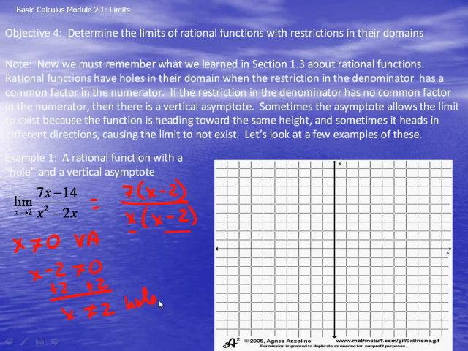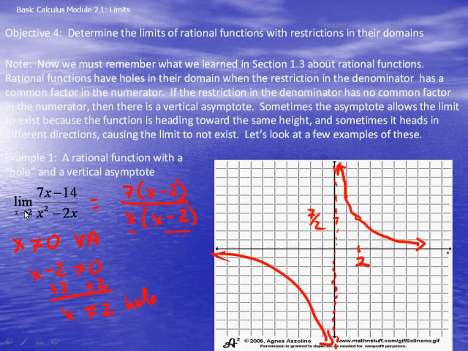So, in this case, let's take a look at this function. Notice that our vertical asymptote is at 0. Okay, so we have the function split into the left-hand side and the right-hand side. And notice also that in our second restriction of our domain, we had a hole. So at 2, we have a hole.